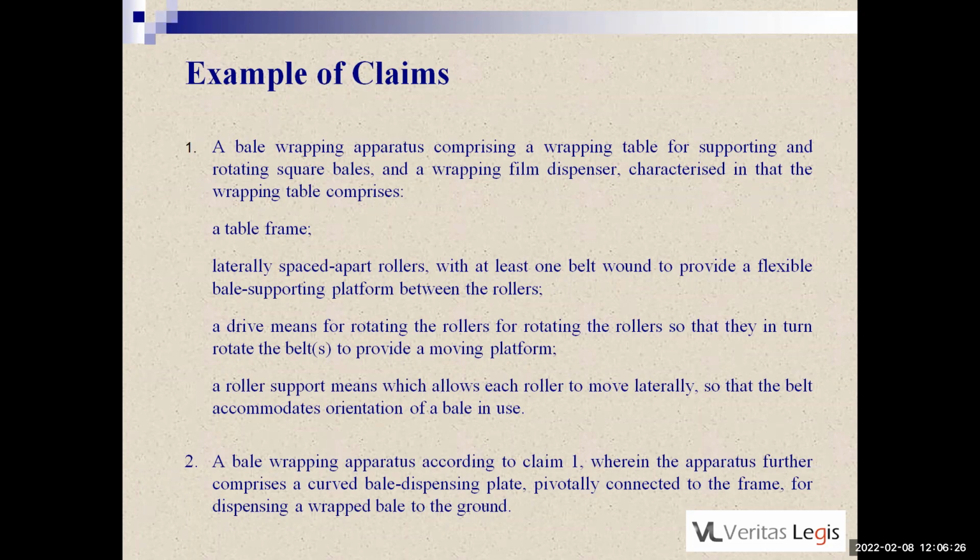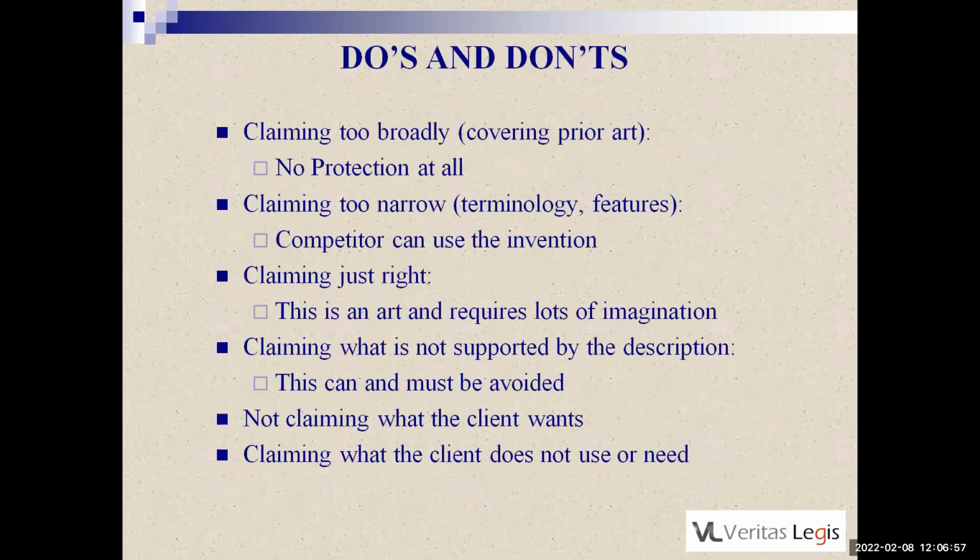Now what is the dependent claim? It says a bale wrapping apparatus according to claim 1, wherein the apparatus further comprises a curved bale dispensing plate pivotally connected to the frame for dispensing a wrapped bale to the ground. So again the first preamble is the same, that is, bale wrapping apparatus, but the second part says the apparatus further comprises. This is a dependent claim on the first independent claim. Next, back slide, previous slide please.